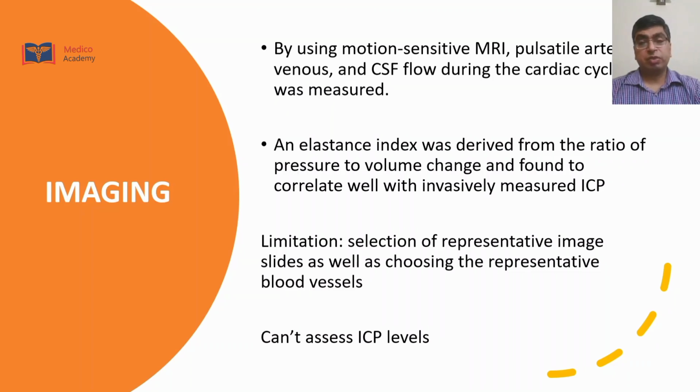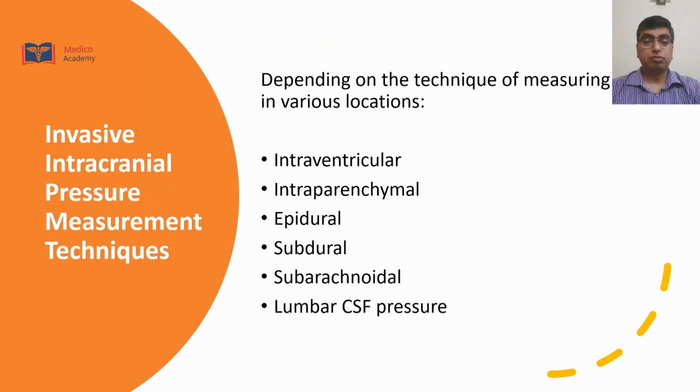The other non-invasive method is to see the MRI study with motion-sensitive blood flow, like pulsatile arterial, venous, or CSF flow during the cardiac cycle. But the limitation of this is the selection of representative image slices and which blood vessels are chosen to study. We can't assess ICP levels, we just get an idea that it might or may not be raised. To get a definite ICP measurement, we need an invasive intracranial pressure measurement technique.